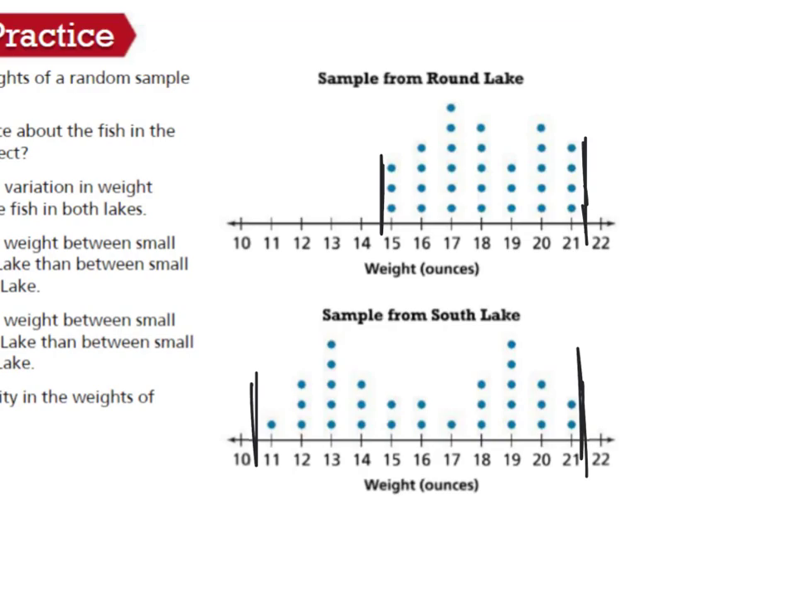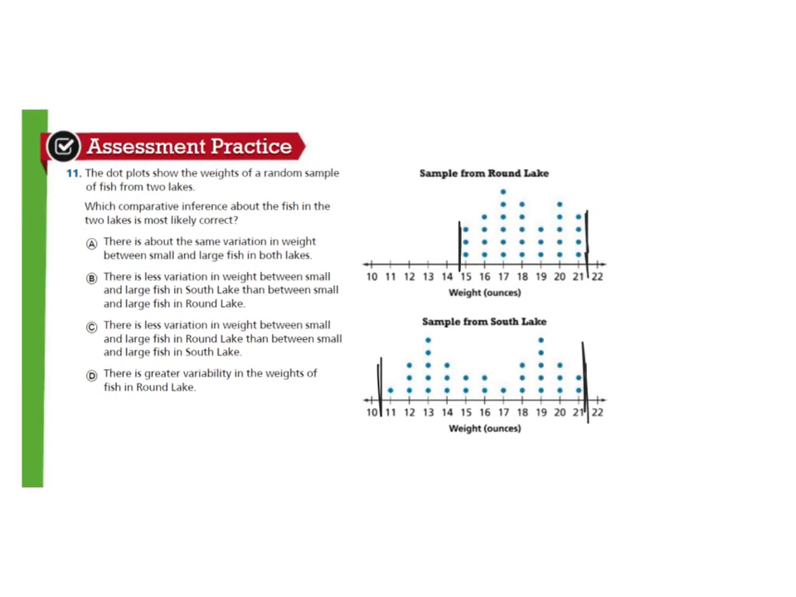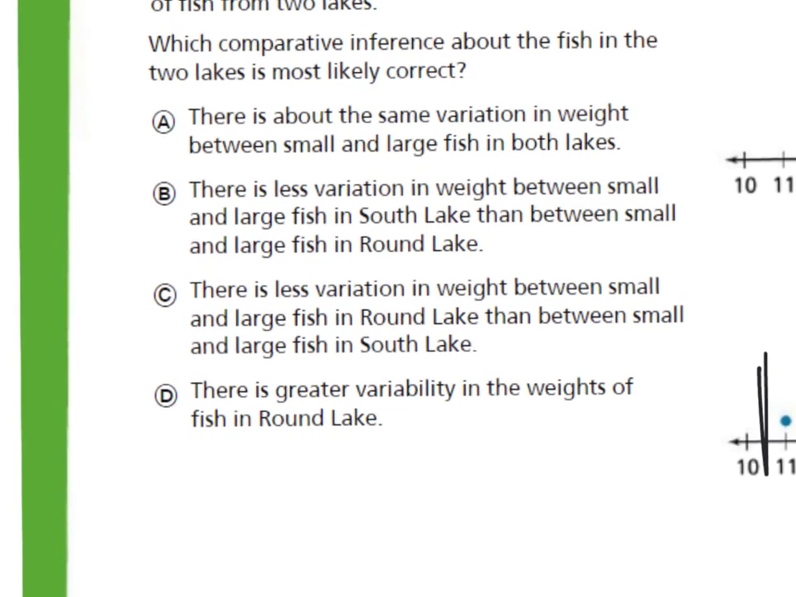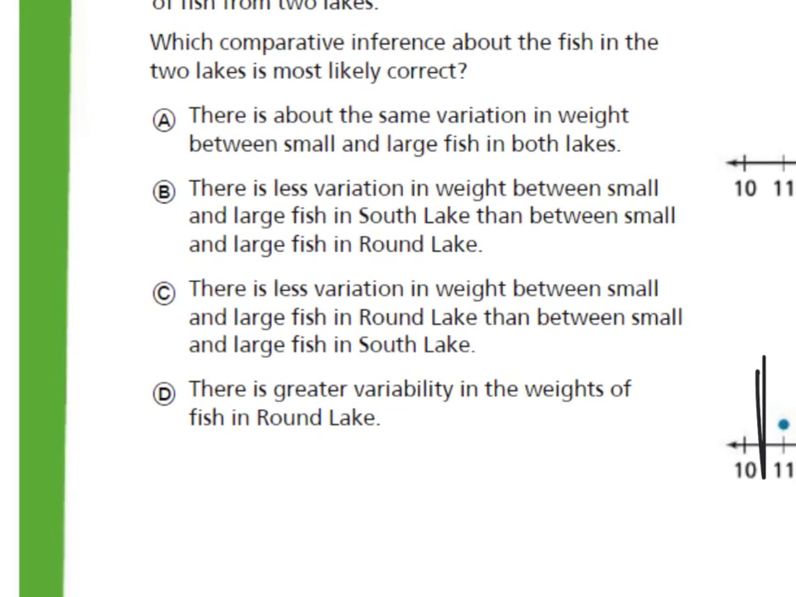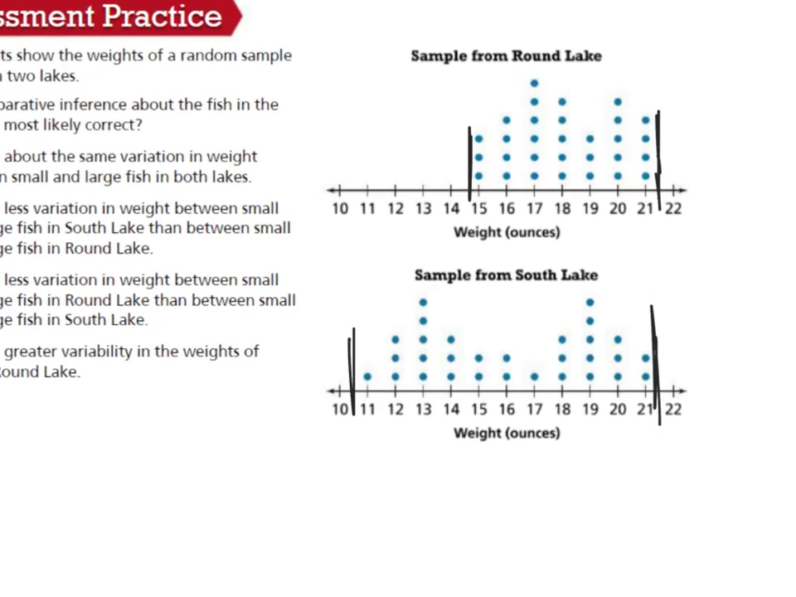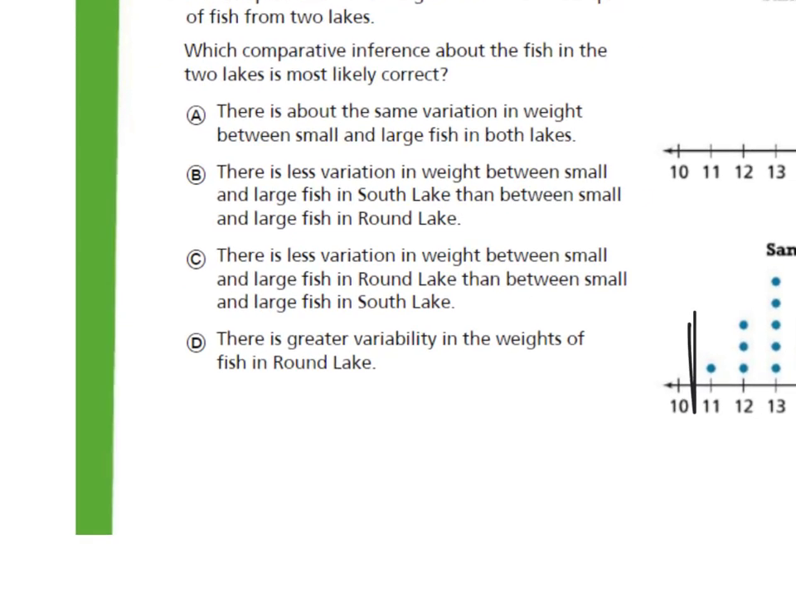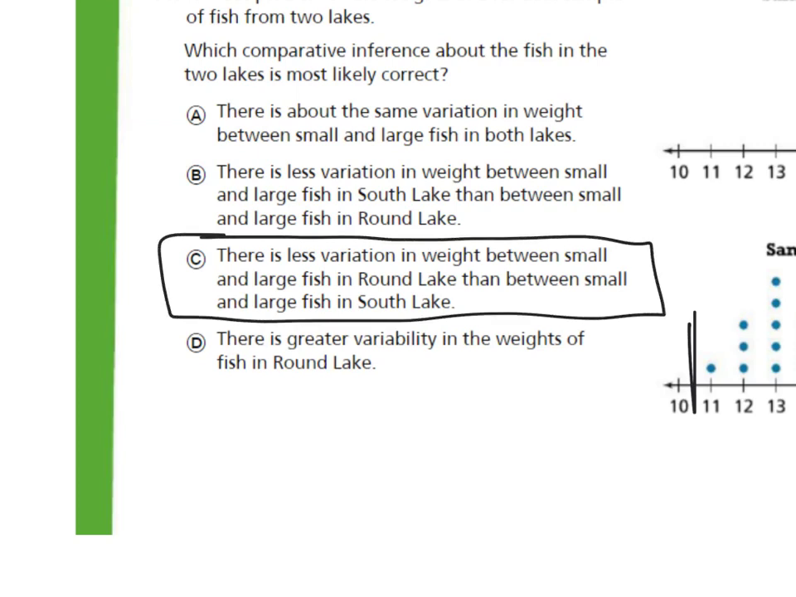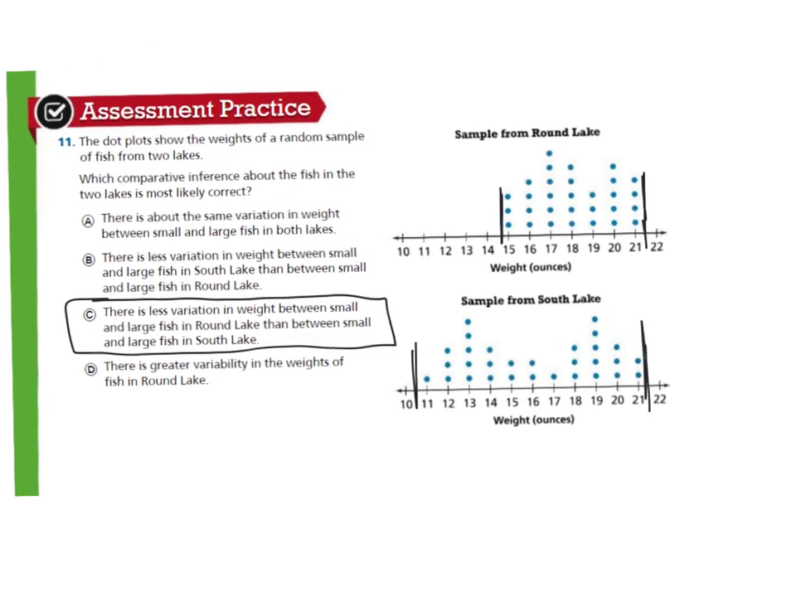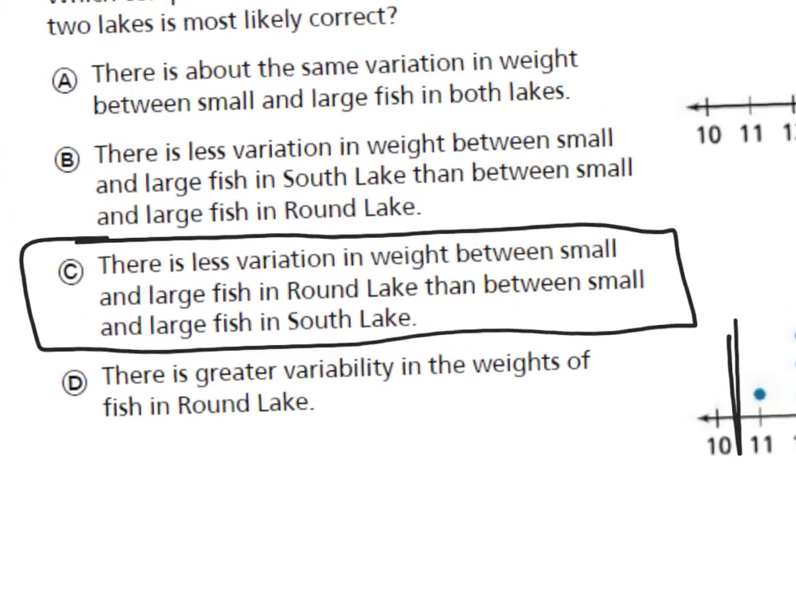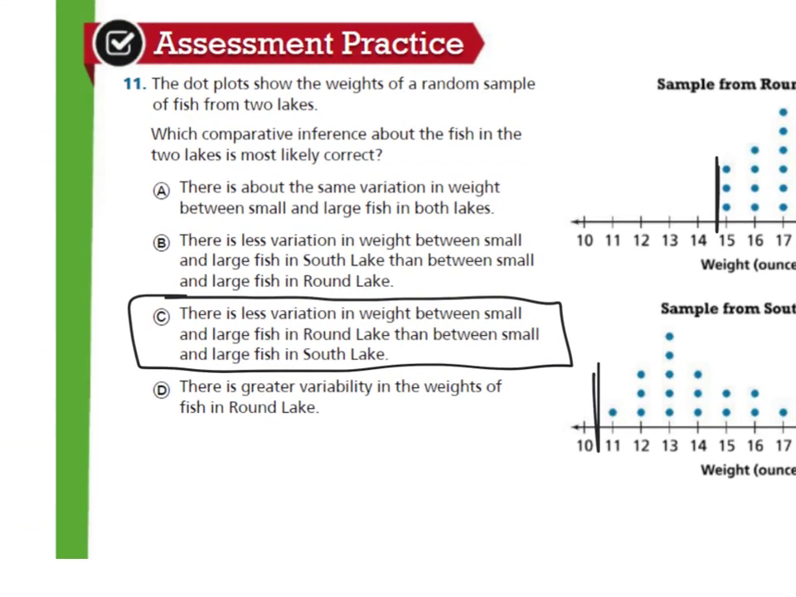You can see on South Lake they're a lot more spread out, they're a lot more varied, so I would not choose that one. B says there's less variation in South Lake than in Round Lake. Nope, it's the opposite way. C, there's less variation between small and large fish in Round Lake than in South Lake. That's the one we want. And then just to double check, D, there's greater variability in Round Lake. No, there's actually less variability in Round Lake. So C would be our definite answer for that problem.